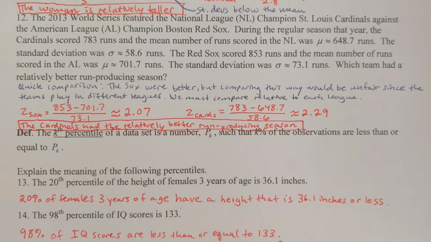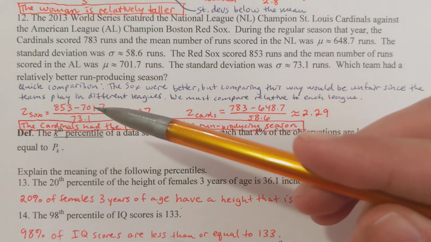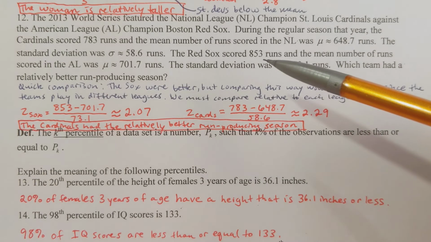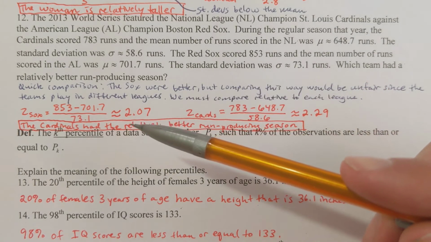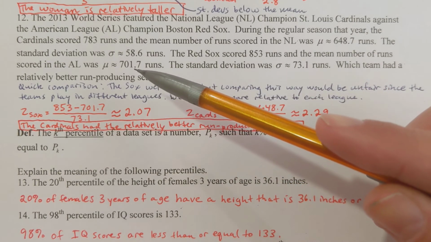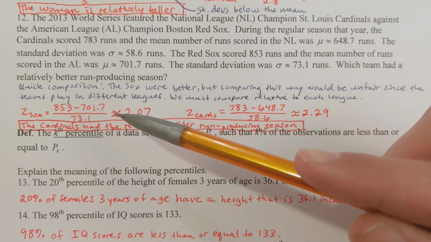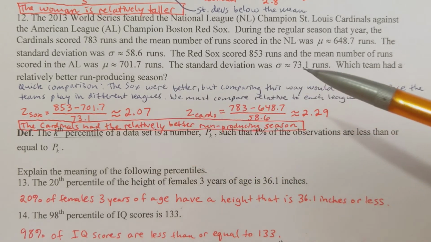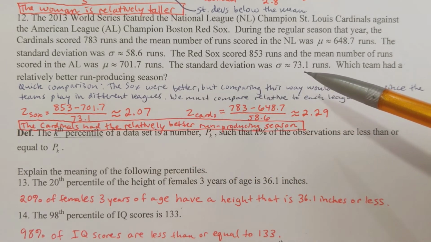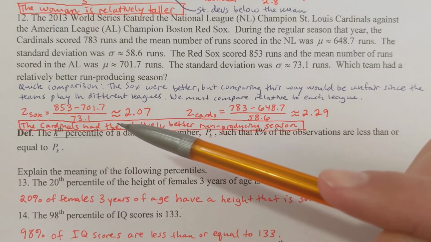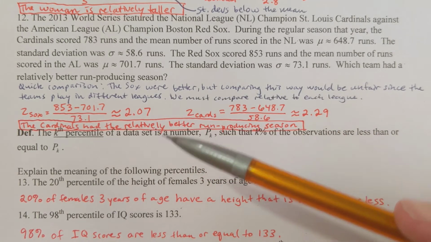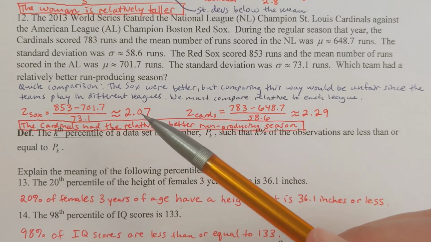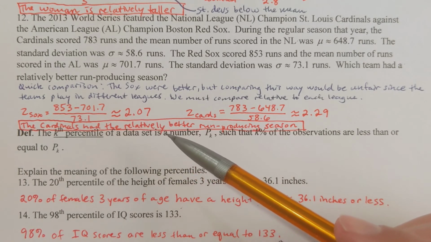Okay, well, let's see. The Red Sox scored 853 runs, and the mean number of runs in the American League was 701.7 runs, and the standard deviation was 73.1 runs. Okay, so when you enter that into the calculator, the z-score for the Red Sox was 2.07 roughly. Again, if I go to the nearest two digits.